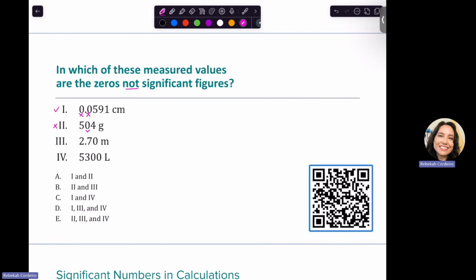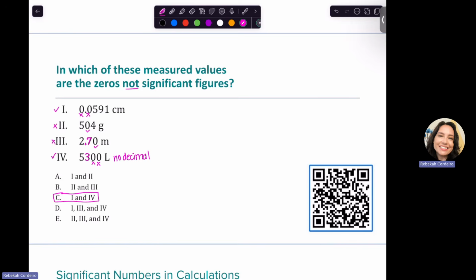Number 3, this zero shows up at the end, but it's after a decimal and a non-zero number. So if you have those two things, the zero counts. So that's not going to be in our answer. These zeros are after a non-zero, but there's no decimal. If there's no decimal and they're after the non-zero, they're not significant. So that one would count. So answer would be C, 1 and 4.